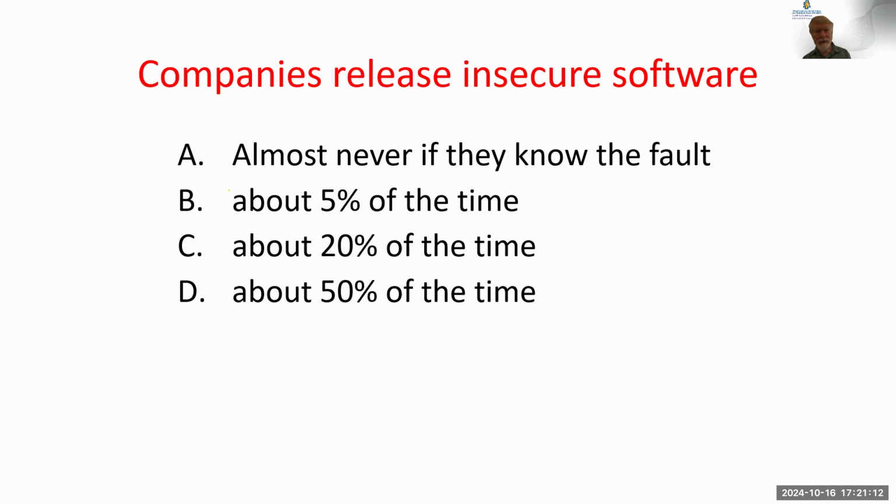Okay, we have a tie between C and D. And that is probably appropriate, because when do they release it? About 20% of the time, companies know that there's something insecure. But then when there might be something, you add those together, it was 50%. So C and D are both good answers. People who answered B weren't paying attention. Okay.